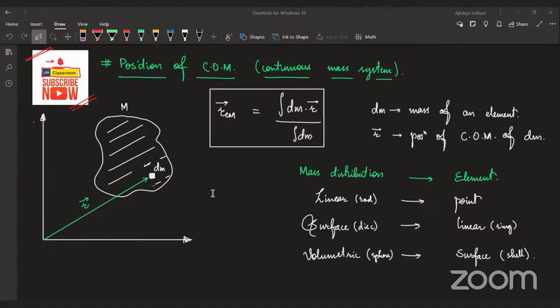Yesterday we had come to this position of center of mass for continuous mass system. This was the last topic that we discussed yesterday. We shall continue from there itself.